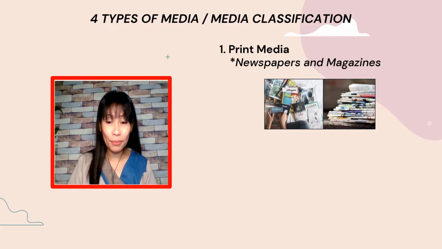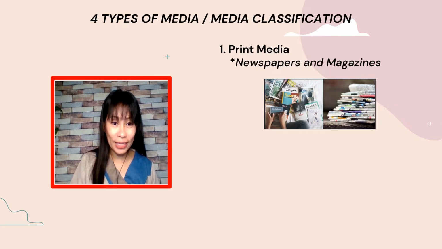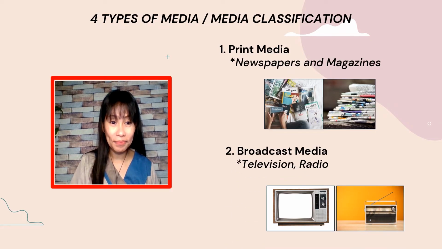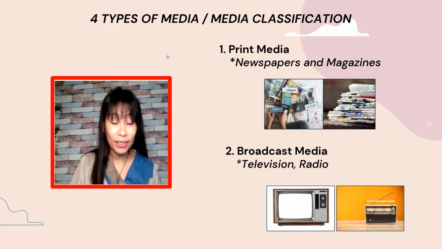We have the print media. Okay, first is the print media. Like for example, the newspapers and magazines. Anything that is printed that gives information to the readers. Okay, print media. Another classification is the broadcast media. So examples of broadcast media are television and radio. Okay, so the message is being broadcasted through the use of these vehicles, television and radio.